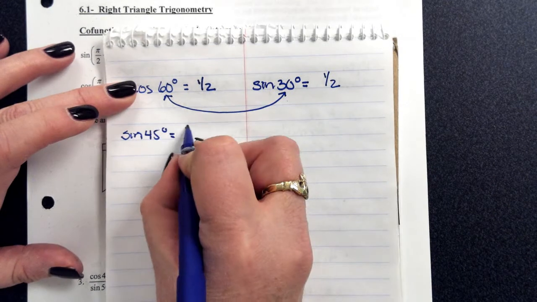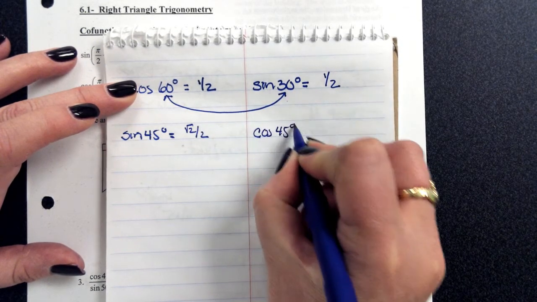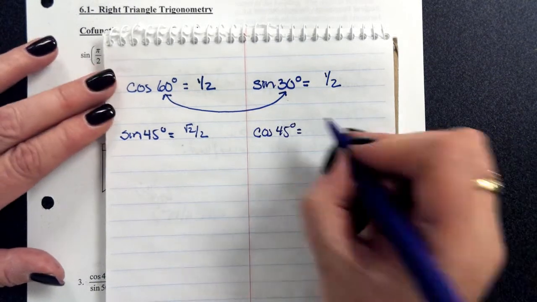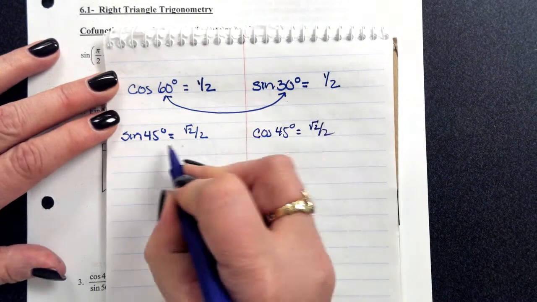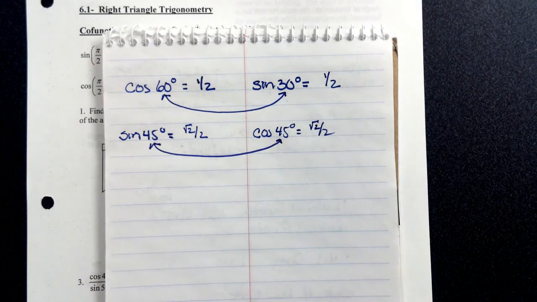So for example, if I look at the sine of 45 degrees, sine of 45 degrees is what? Square root 2 over 2. Cosine of 45 degrees is what? Square root 2 over 2. What do you notice about these two angles, 45 degrees and 45 degrees? They are complementary. That's how the cofunction identities work. Sine and cosine are cofunctions.